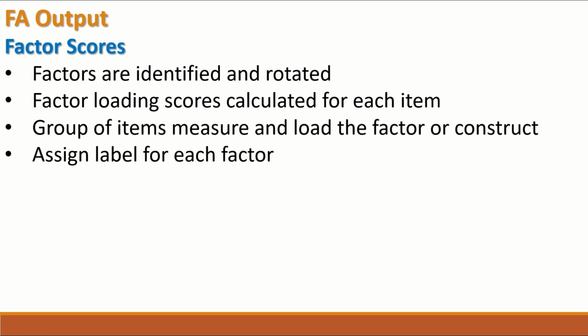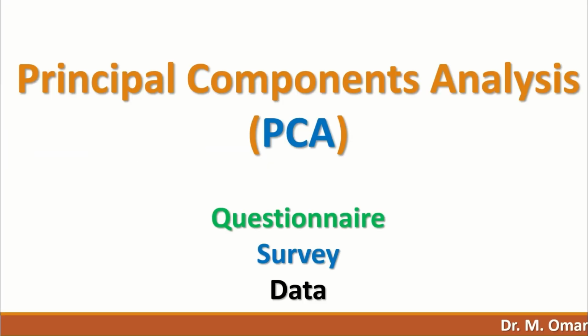construct. However, the FA analysis will only generate the number of factors or constructs that can be obtained by performing the FA. Then the statistician has to give these factors a proper label or name that represents what these items are measuring.